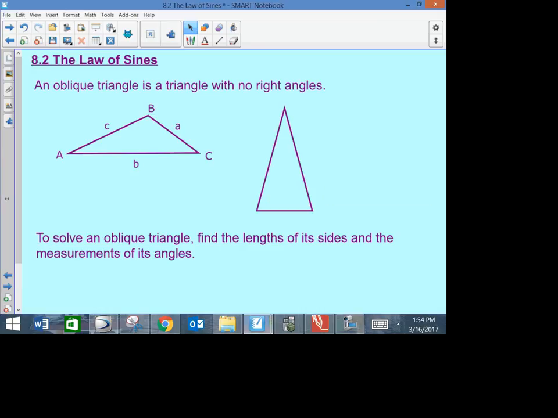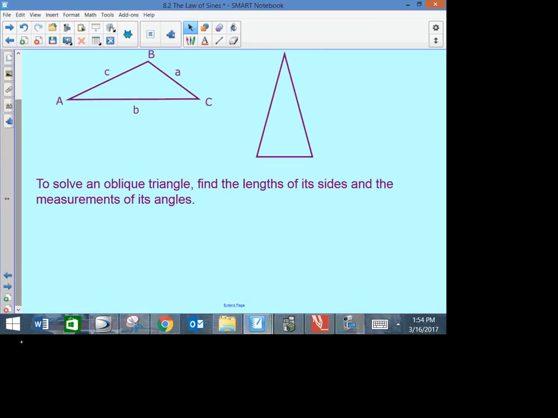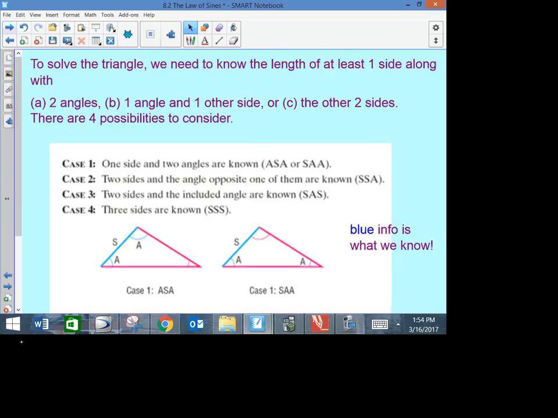All right. So to solve an oblique triangle, find the lengths of the sides just like we did last time. Okay, so let's try one. We're going to look at, it's going to look like geometry for a little bit. You remember angle, side, angle, and angle, side, side, and side, side, side. You probably don't remember this one, do you? You don't remember those.